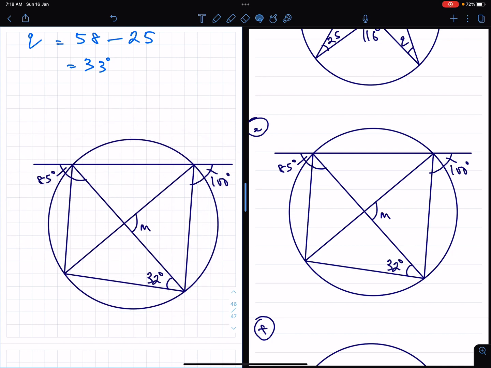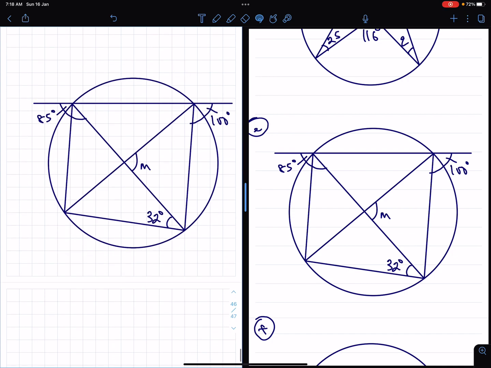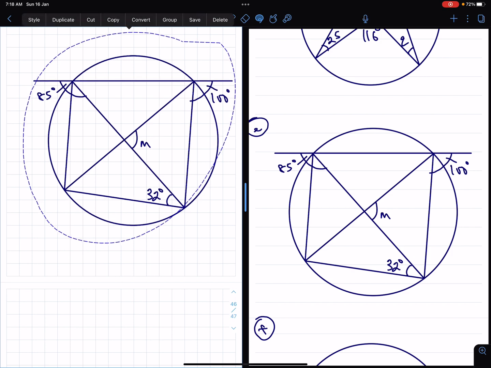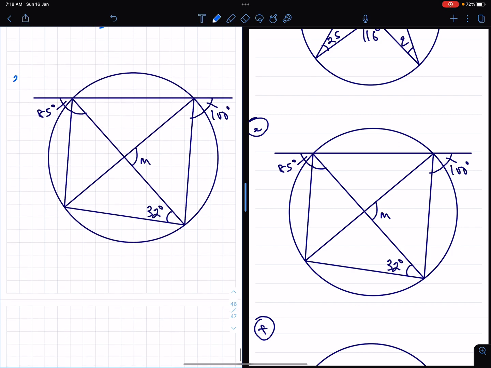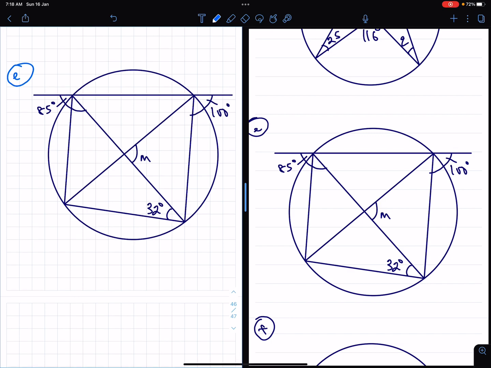This is E. That's question E. And what does that say? We want to find angle M. How do we find angle M here? If this is 32 degrees, this is also 32 degrees.